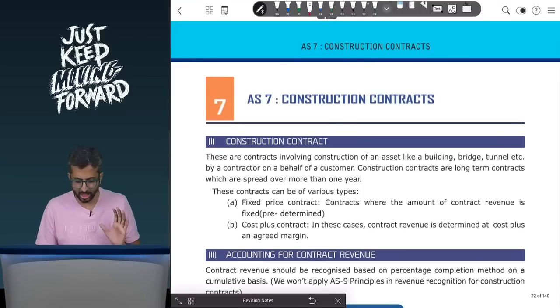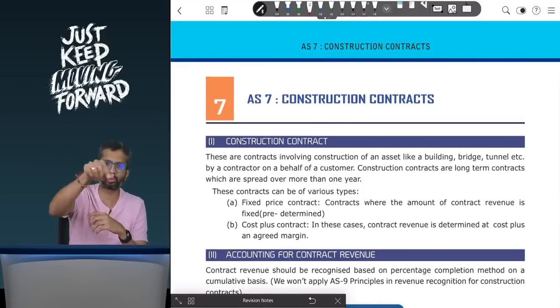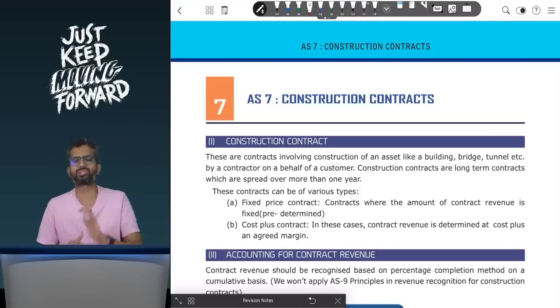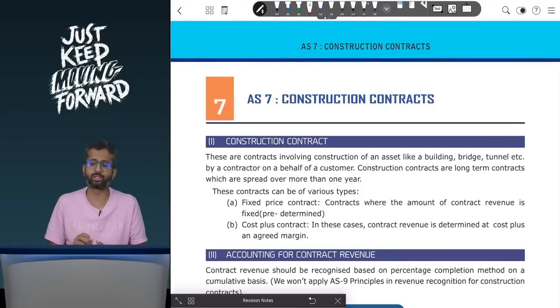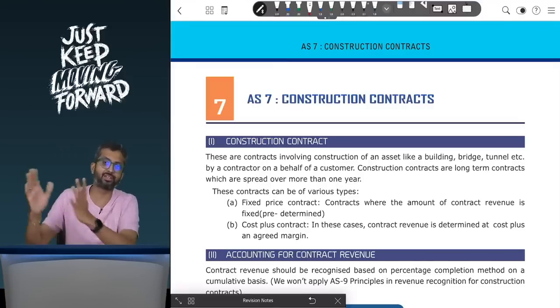Okay, so that is regarding AS5. Next, you go to AS7. In between there was a standard AS6 which was removed. That was a standard on depreciation, got merged with the standard on PP&E, AS10. Similarly, after 7, there used to be a standard 8, research and development. That was removed. It got merged with AS26. Unfortunately, other than that, every other standard is there.